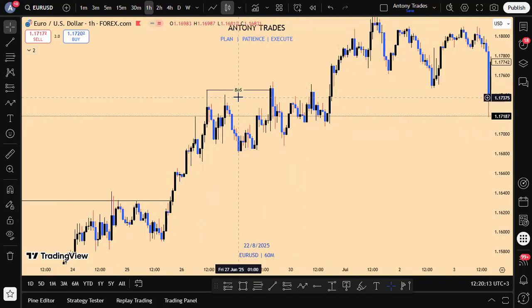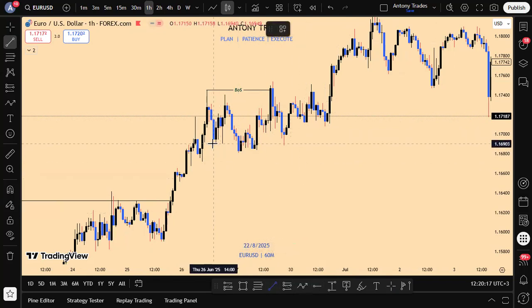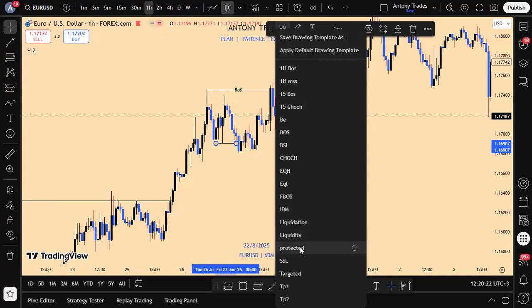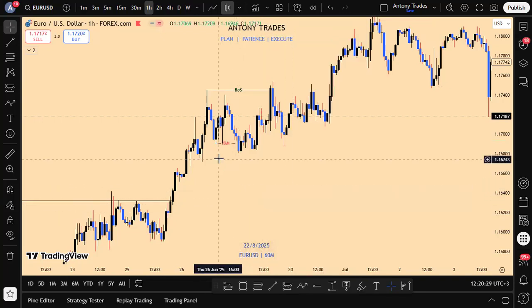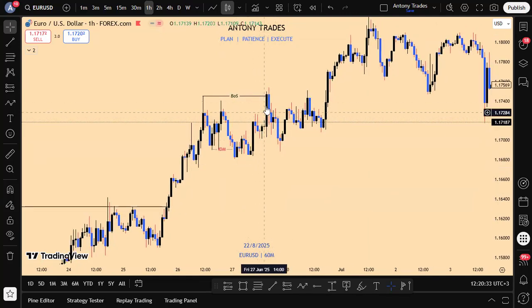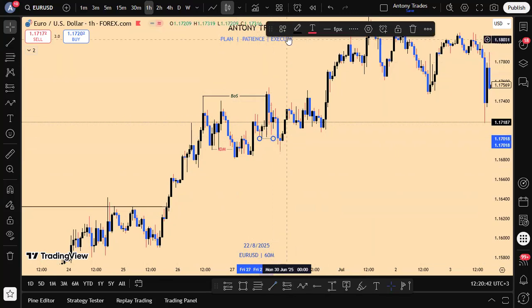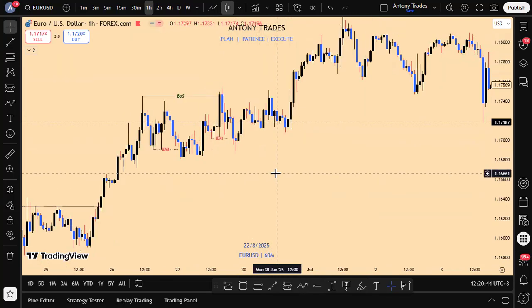Let me use a different color since we are in the lower time frame. The market swept liquidity here, so this is our inducement. The market pushed down. After this break of structure, you can see here we have a minor inducement. So this is a minor inducement, and this area is also a minor inducement.